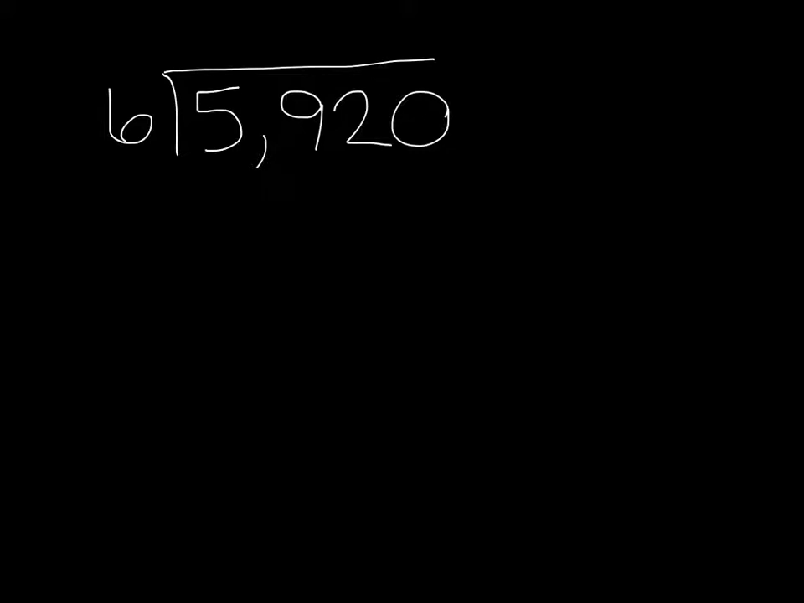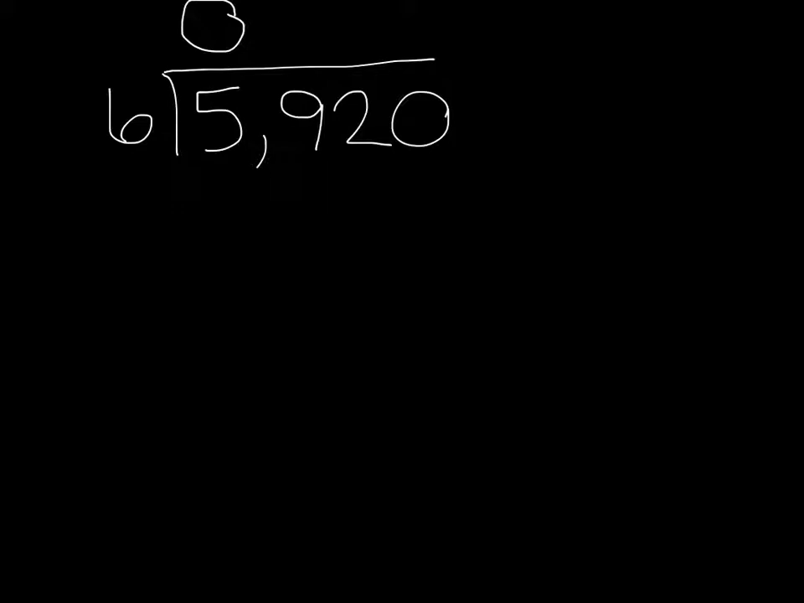So if I have 5 apples sitting on the table, and I tell you to go get a group of 6 apples from that table, that would be impossible. You cannot get 6 apples from a group of 5 apples. So 6 cannot go into 5. So I'm going to put a 0 to hold that spot. Then the next question is, how many times can 6 go into 59?